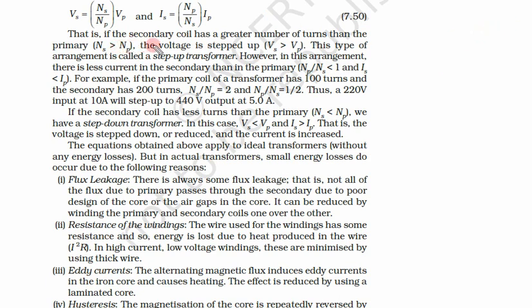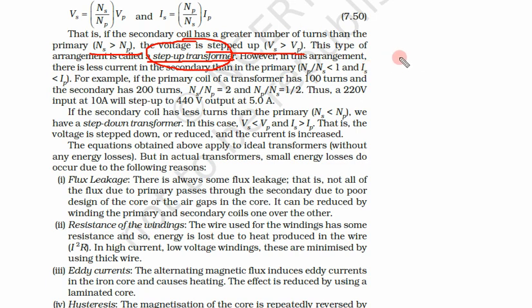If the secondary coil has a greater number of turns than the primary coil, so we have assumed Ns is greater than Np, the voltage is stepped up. So voltage is increased. This type of arrangement is called a step up transformer. In a step up transformer, we increase the voltage. However, in this arrangement, current is less in the secondary than in the primary. So voltage is increased, current is reduced, and this arrangement is called a step up transformer.